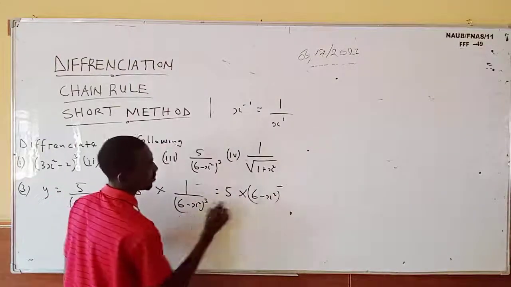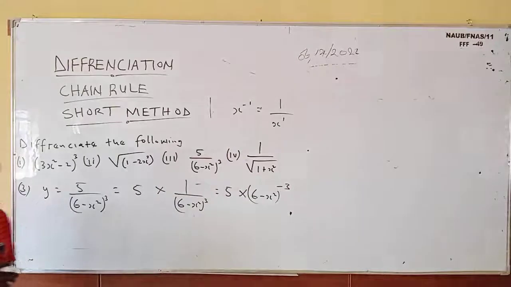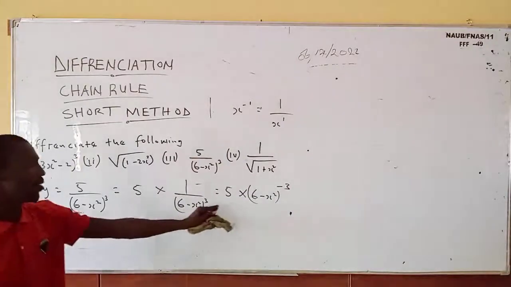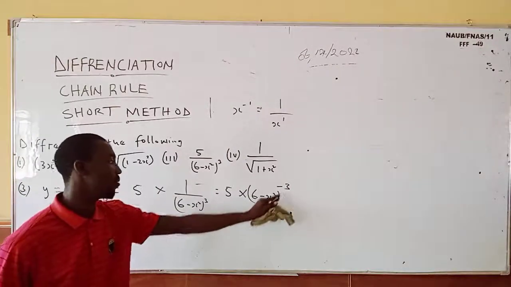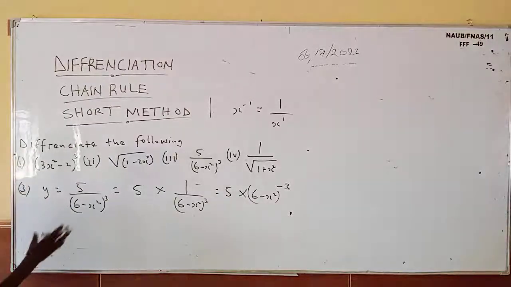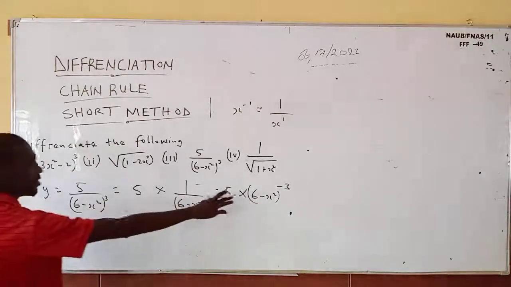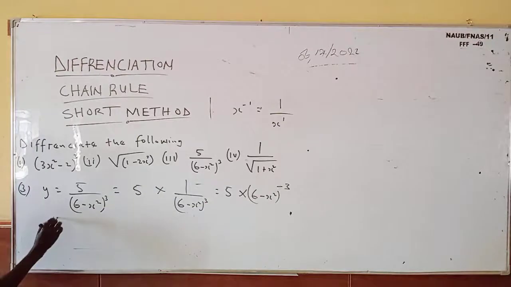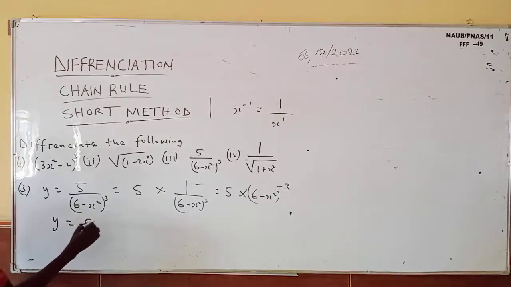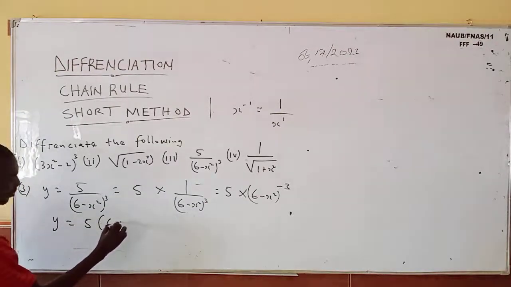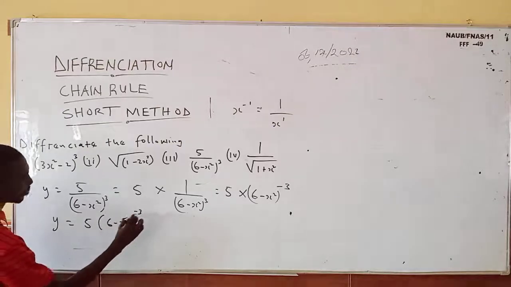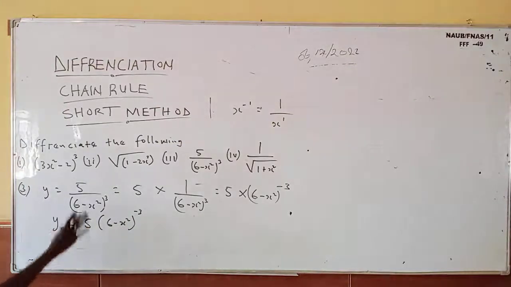Minus. Then this 3 is there. You get that? So now I'm going to have 5 times 6 minus s squared all to the power of minus 3. So it means this question you are seeing is the same thing as what is there. So this question you can also rewrite as 5 into 6 minus s squared all to the power of minus 3. I have not differentiated. I just broke it down for you.